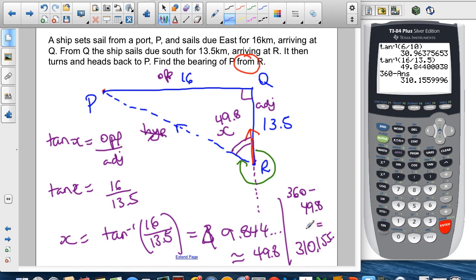310.155, running out of space. So the answer is 310.2 degrees, to one decimal place. And that's bearings. Good luck.